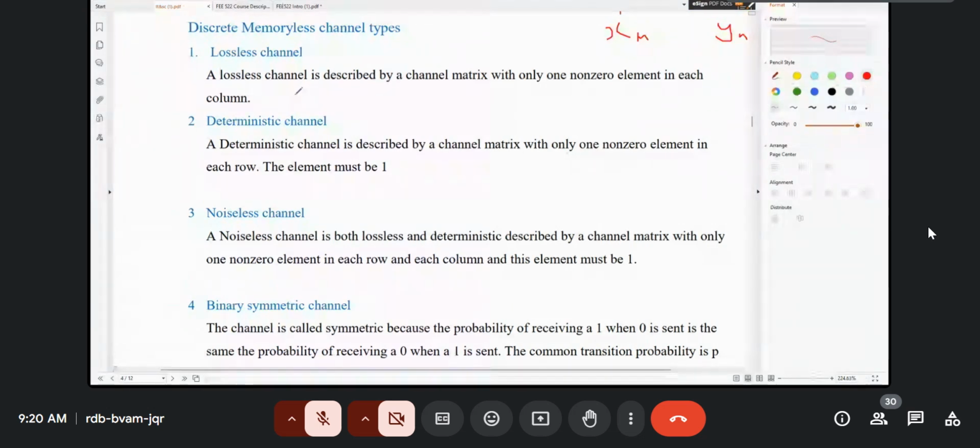So a lossless channel is described by a channel matrix with only one and zero element in each channel. Maybe I'll give an example, which is actually a textbook example. I think this is the example which is given in the book.